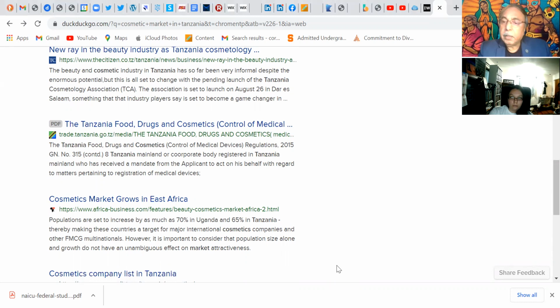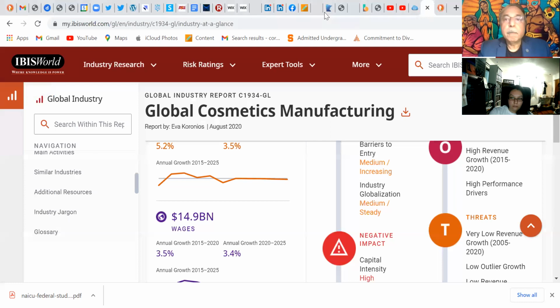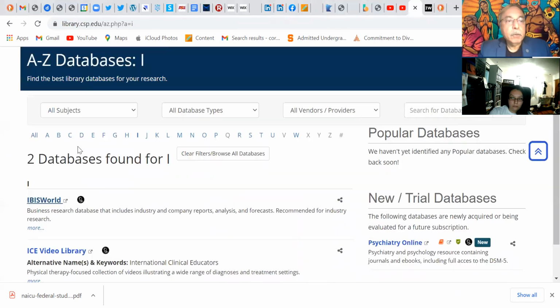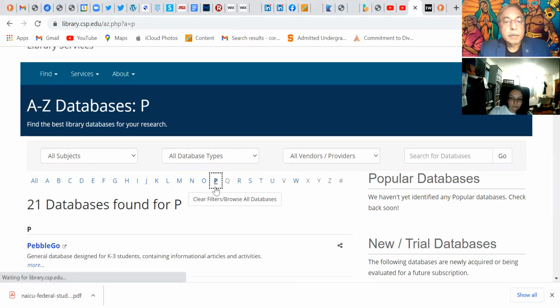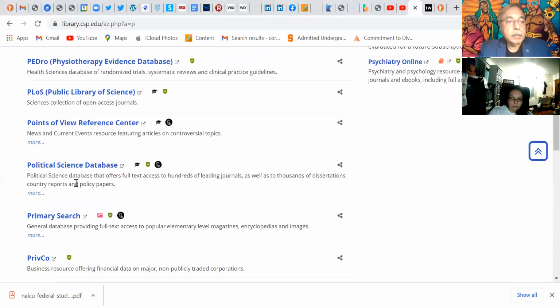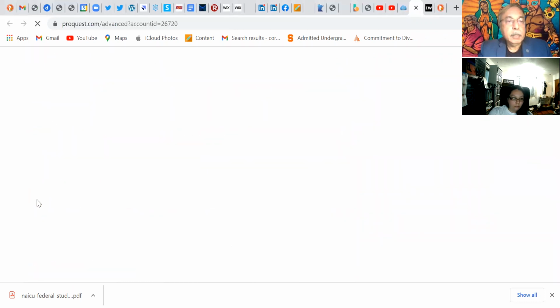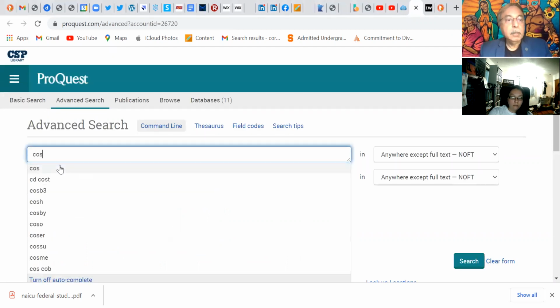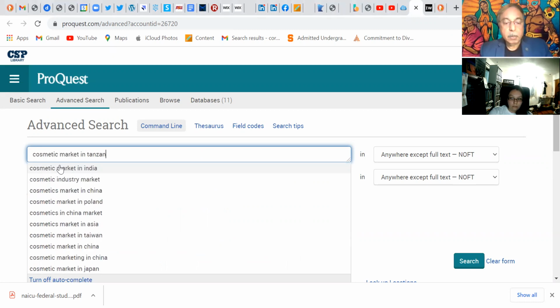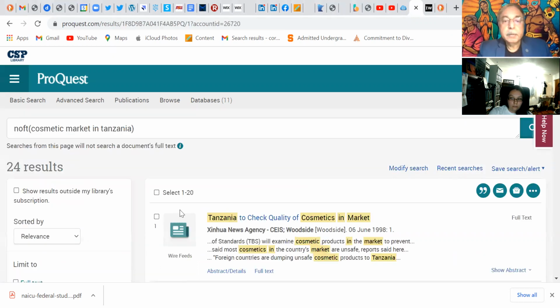And so you got to look here. You're going to go back to the database, let's say the ProQuest database here, because you want to have in your articles some journal articles too, and not just popular magazines. And ProQuest or Google Scholar.